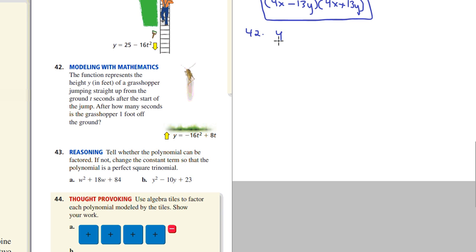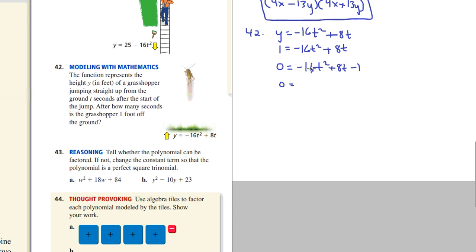So I'm going to write down my original equation. Y equals negative 16t squared plus 8t. It's representing the height of the grasshopper. And then it says the height again is 1, so I need to plug in 1 for my height, or y. And then I'll have to solve this equation. So remember, in order to solve an equation like this, we need to get it equal to 0 because ultimately we're going to factor and then use the zero product property. So I'm going to subtract 1 from both sides of the equation, which would give me negative 16t squared plus 8t minus 1. And then I'm going to factor the right-hand side.